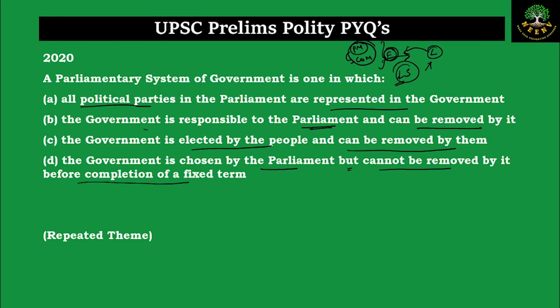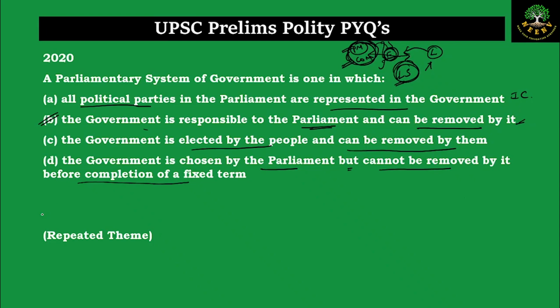So now let us look at the statements. A: All political parties are represented in the government. It's not necessary. Just because it is a parliamentary form of government, it's not necessary that the prime minister will choose ministers from all political parties. He'll mostly choose the ministers from his party or his coalition government. So this is incorrect. B: The government is responsible to the parliament and can be removed by it. Yes, the government is collectively responsible to the parliament, specifically to the Lok Sabha, and they can be removed by the Lok Sabha by passing a no confidence motion. So this is relevant.